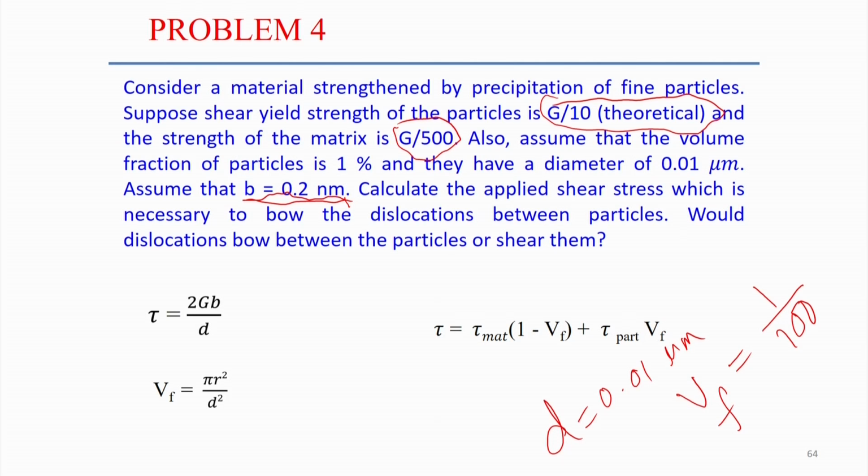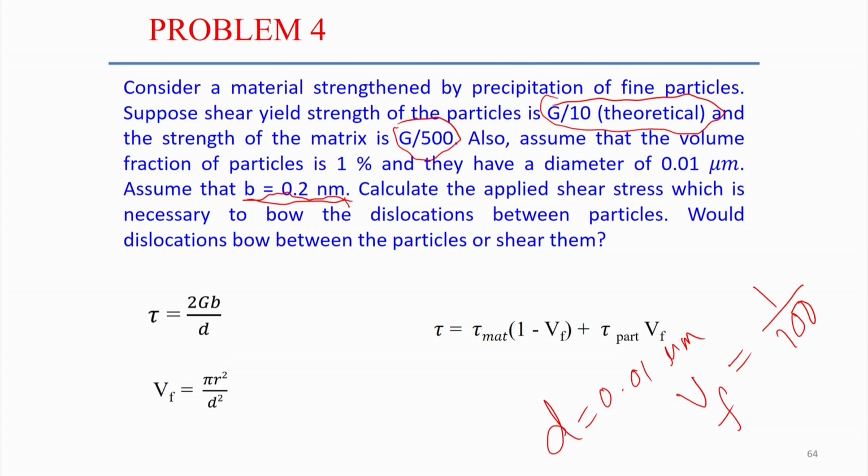Need to estimate the applied shear stress which is necessary to bow the dislocations between particles. What may be the applied shear stress so that it bows the dislocation between particles, and would the dislocation bow between the particles or try to shear them? First we look into the first question: what may be the applied shear stress that will bow the dislocation between the particles.